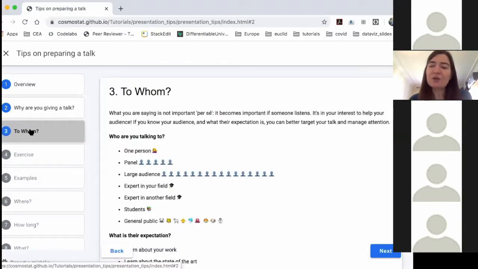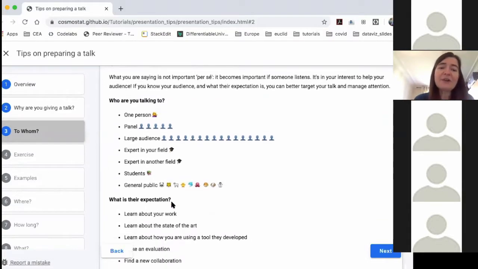So once you know your goals and your objectives, also ask yourself, to whom are you talking? Because what you're saying is not actually important by itself. It becomes important if someone listens to you. So it's in your interest to help your audience. And if you know your audience and you know what they're looking for, then you can also manage their attention better. So who are you talking to?